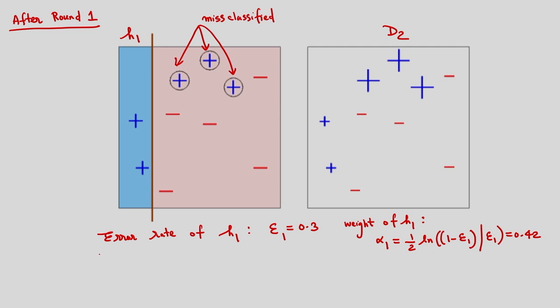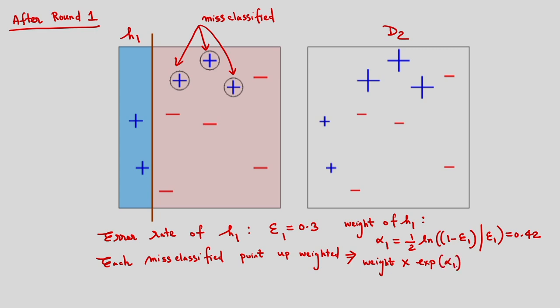Each misclassified point is upweighted, that is, the weight is multiplied by exponential alpha 1. So how to do the upweighting? The weight is multiplied by exponential alpha 1.